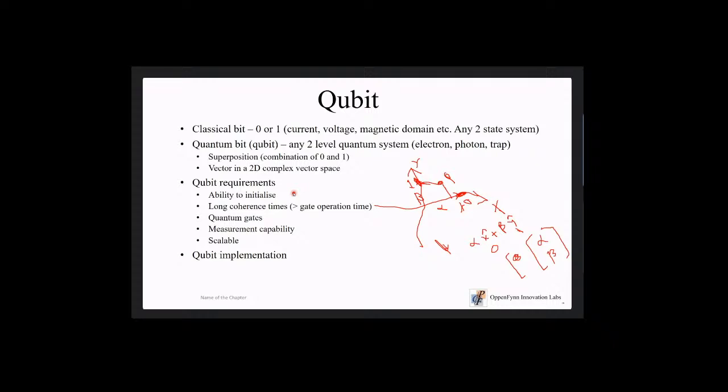And then again, for a classical bit, you would want the ability to measure it, whenever we want the ability to read a bit and see whether it's 0 or 1. Similarly, for a quantum bit, you want the ability to measure it and find out whether it's 0 or 1.